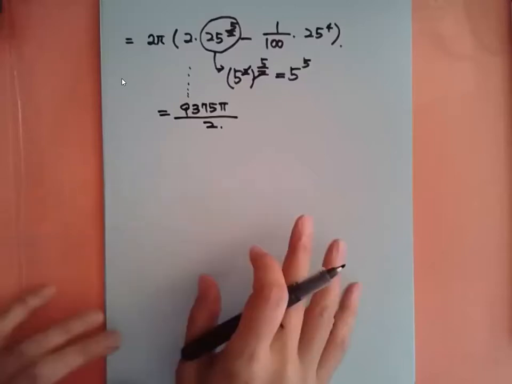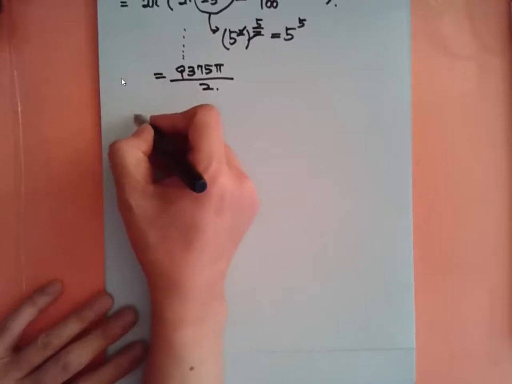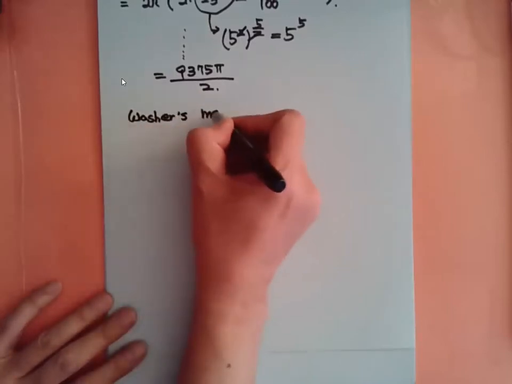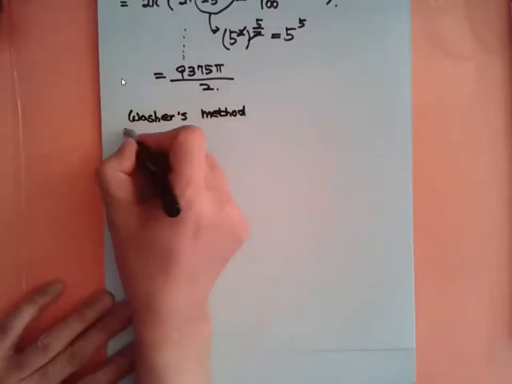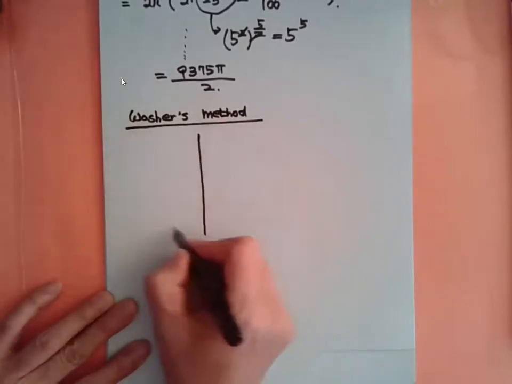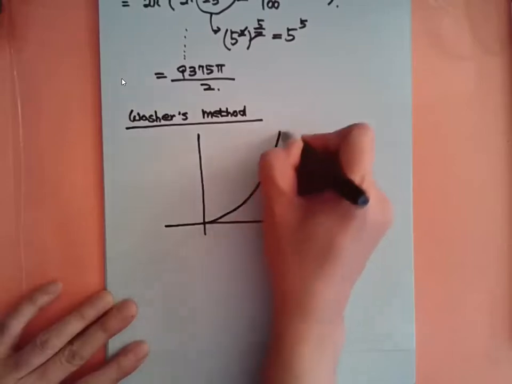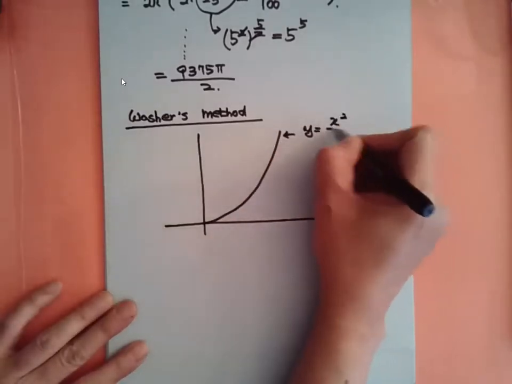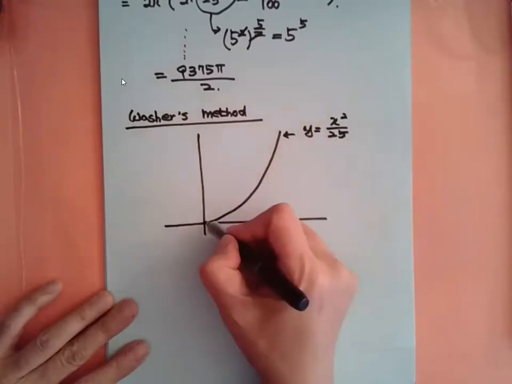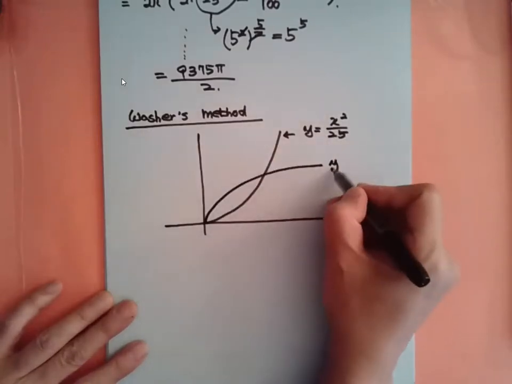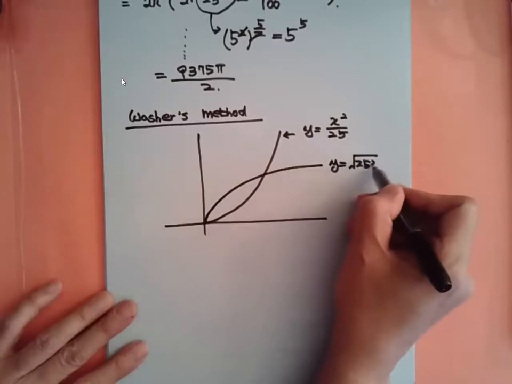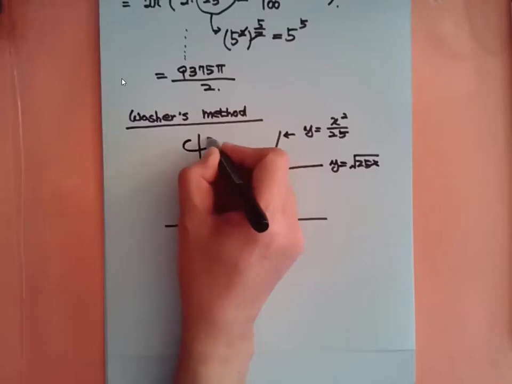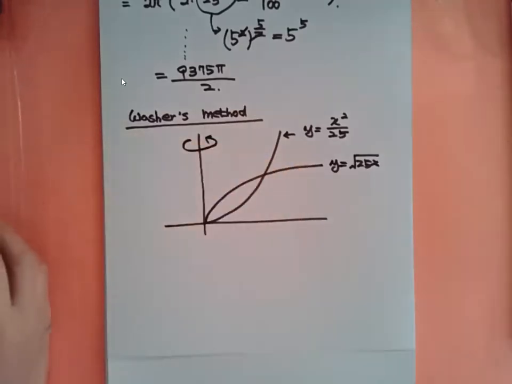In this problem, we can apply the washer's method. Let's draw the same graph. This one comes from y equals x squared over 25, and this graph was y equals square root of 25x. We rotate around the y-axis.